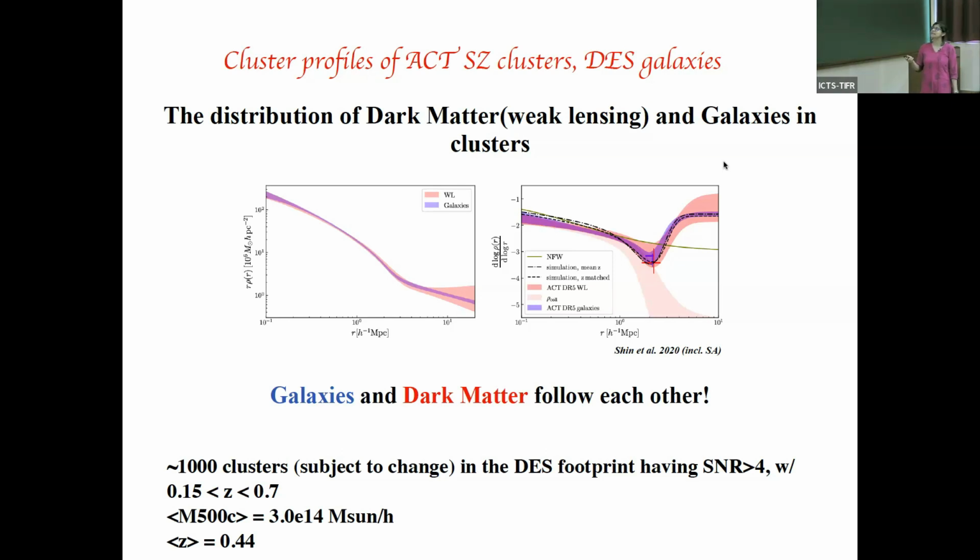And as you can see, firstly, we found that galaxies and dark matter follow each other, which was nice to see directly in data. And the location of the minimum generally coincides in the lensing and the galaxy measurement. So essentially, when comparing to lambda CDM simulations, we find that they're very consistent with where we expect splashback to be.